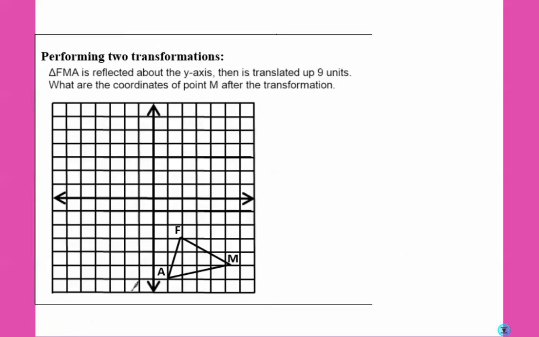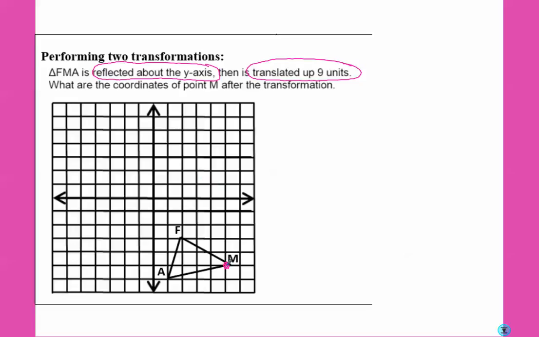Alright, what if we want to combine two transformations? Triangle FMA is reflected about the y-axis and then is translated up 9 units. So we're going to reflect over the y, and then we're going to translate it up 9. What are the coordinates of point M after the translation? So the nice thing about this is we don't have to reflect and translate all of the coordinates. We just have to reflect and translate M.